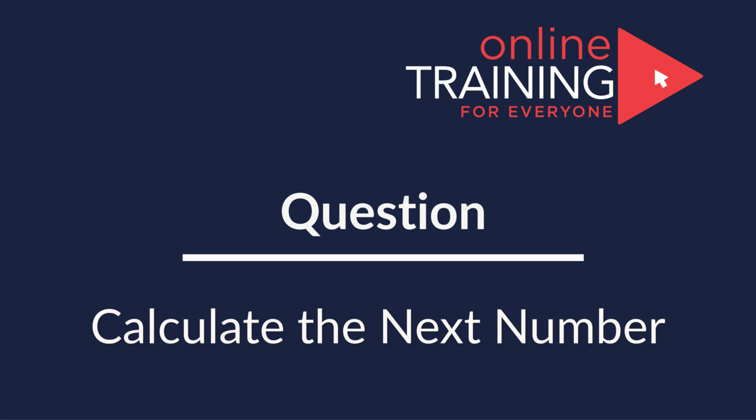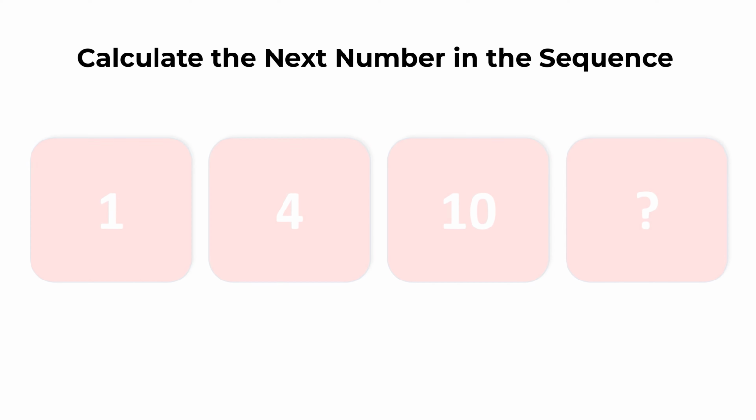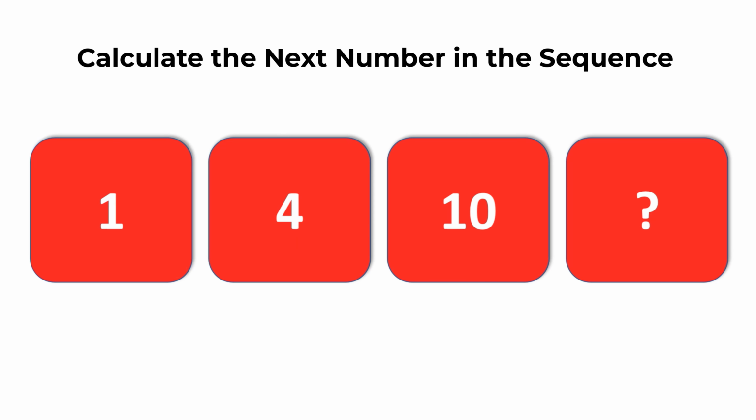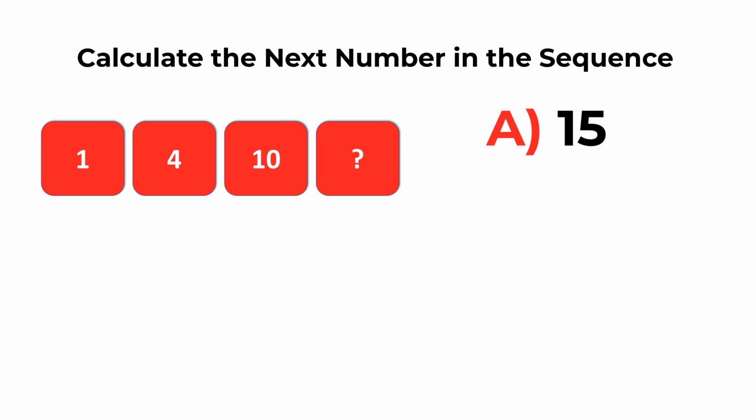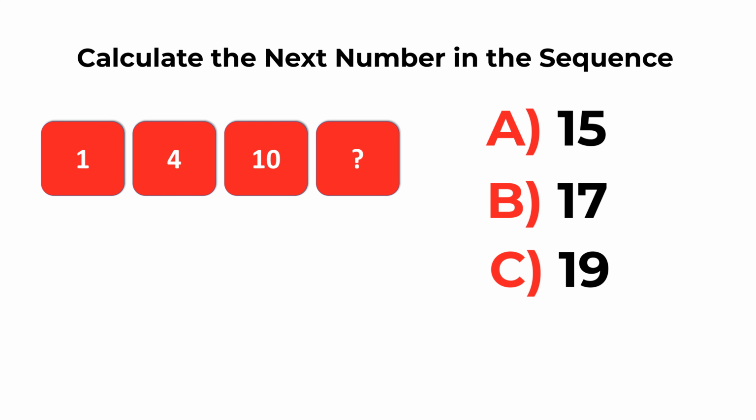Here's an interesting question which requires you to calculate the next number in the sequence. You are presented with 4 numbers. 3 of them are visible, and the 4th number you need to calculate. So the first 3 numbers are 1, 4, and 10, and you need to calculate the 4th number. You have 4 different choices. Choice A, 15. Choice B, 17. Choice C, 19. And choice D, 21.